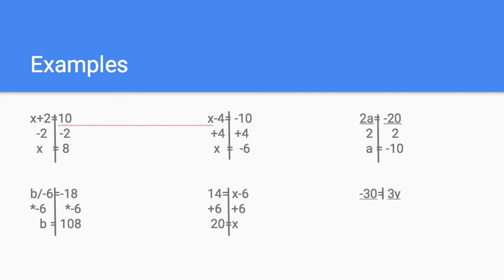And then finally, negative 30 is equal to 3y. Again, if you wanted to, you could rewrite it as 3y equals negative 30, because it doesn't matter what side of the equal sign it's on. Now looking at this, I look at the side with the operation, so I just kind of ignore this negative 30. This is 3 times y. I undo multiplication by dividing. So I draw a line, put the 3 under it. Negative 30 divided by 3 is negative 10. And 3 times negative 10 does equal negative 30.